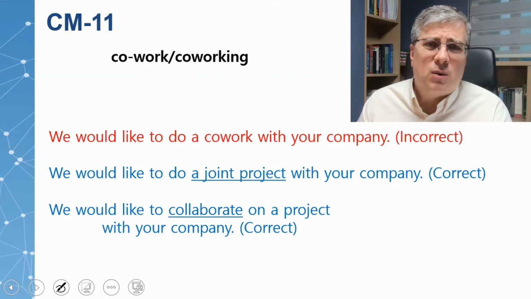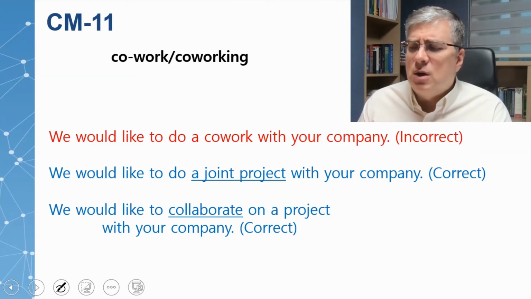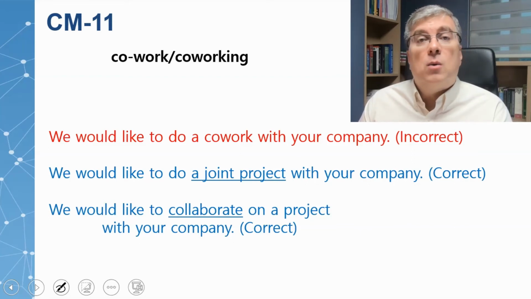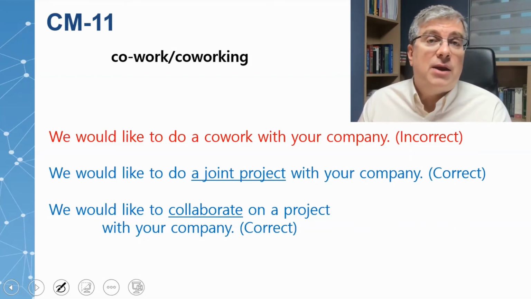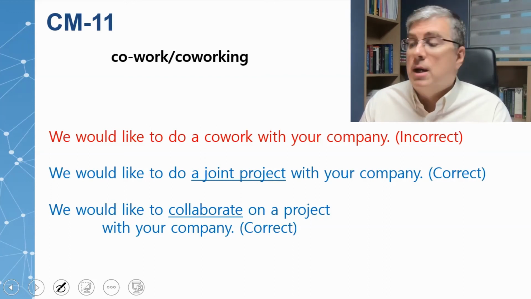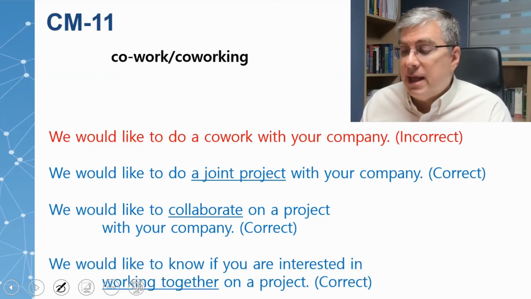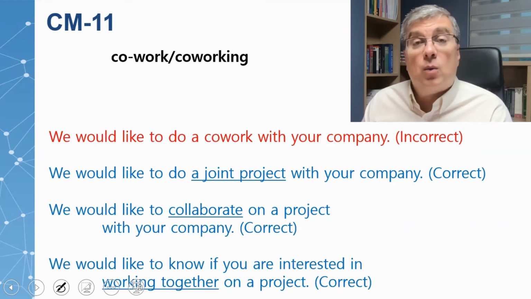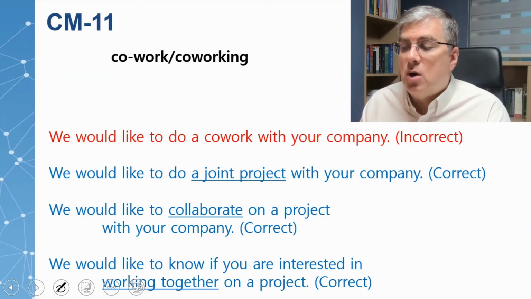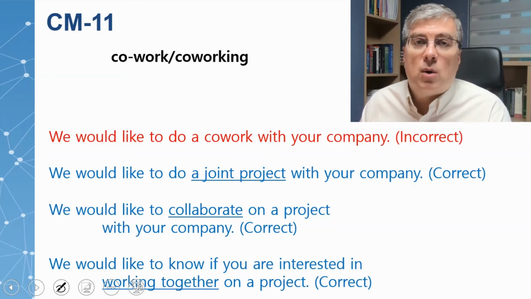We would like to co-work with you. No. Or we would like to do a co-work with you. No. We would like to work with you. You don't even have to say together. Just say we would like to work with you on this project. Or there is a project that we would like to work with you on. Okay. Another way you could say that is we would like to know if you are interested in working together on a project. Okay, so be careful. Don't say we would like to do a co-work or we would like to co-work with you.